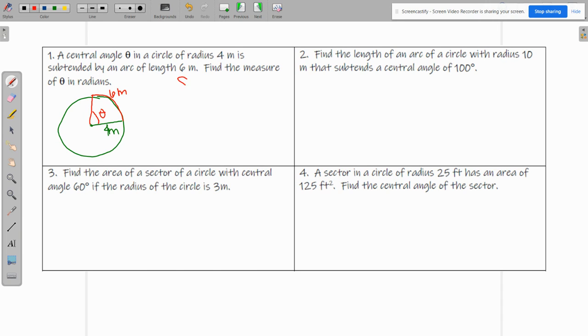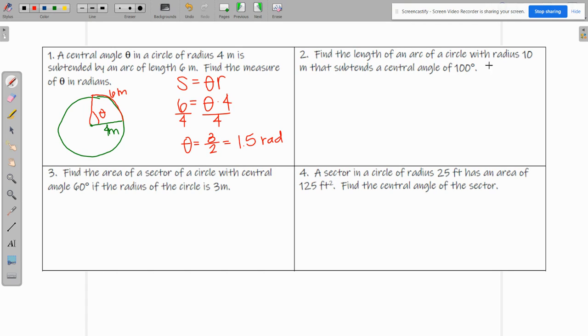Well, we know our formula is arc length equals theta, which is in radians, times your radius. So our arc length is 6. We're looking for theta, and our radius is 4. So to solve for theta, we can divide both sides by 4, which means theta equals, if we simplify 6/4, that would be 3 over 2, or 1.5 radians.